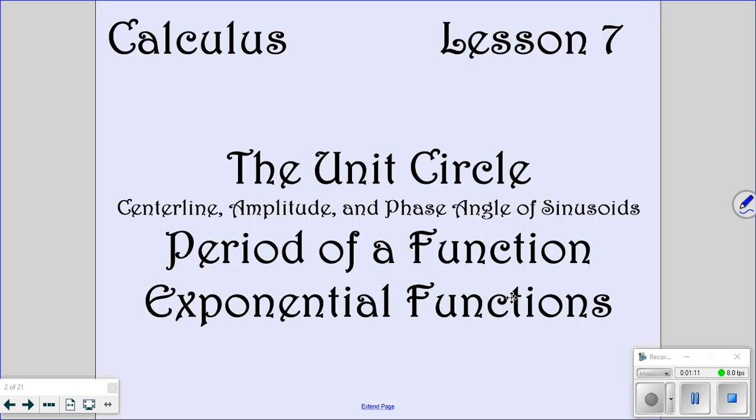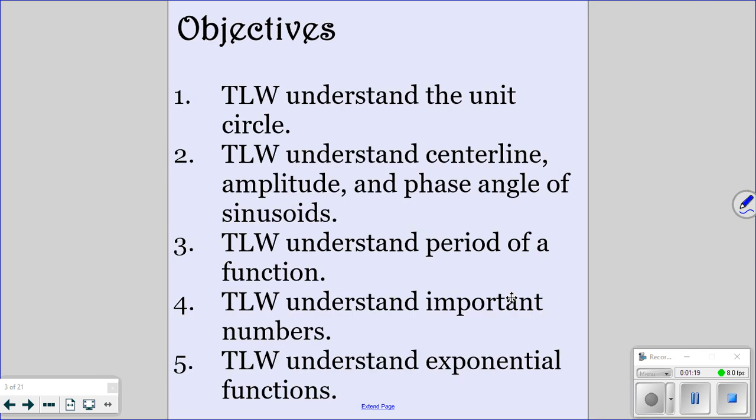Okay, so we're going to look at lesson 7 today: the unit circle, centerline, amplitude, phase angles for sinusoids, period of a function, and exponential functions. We've already briefly talked about the unit circle. That's dealing with your 30, 60, 45 degree angles in the first, second, third, and fourth quadrant. I told you you might want to start looking back at those so that you can refresh on them. The sinusoids should be review from pre-calculus. Periods of a function should also be review. And then we're going to look at important numbers and exponential functions towards the end.